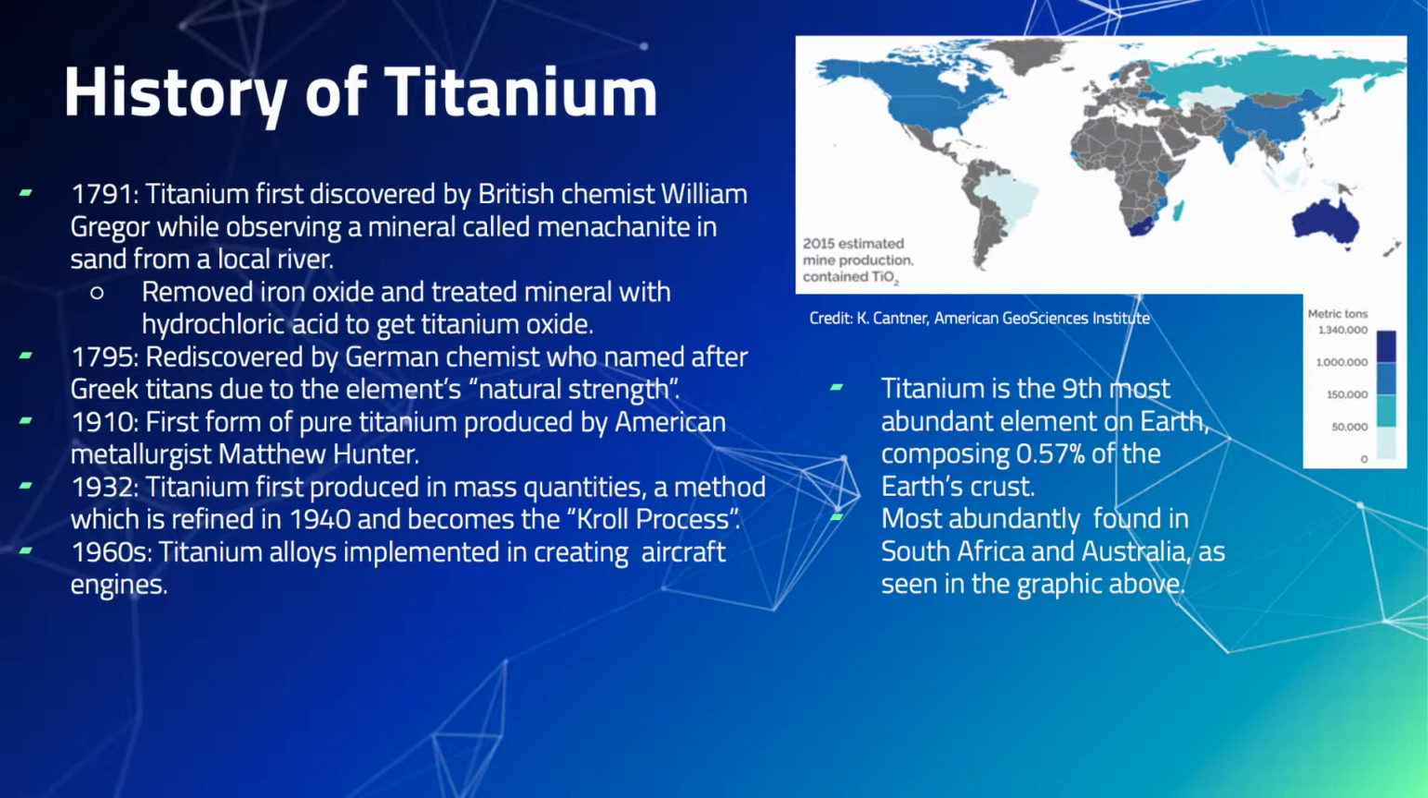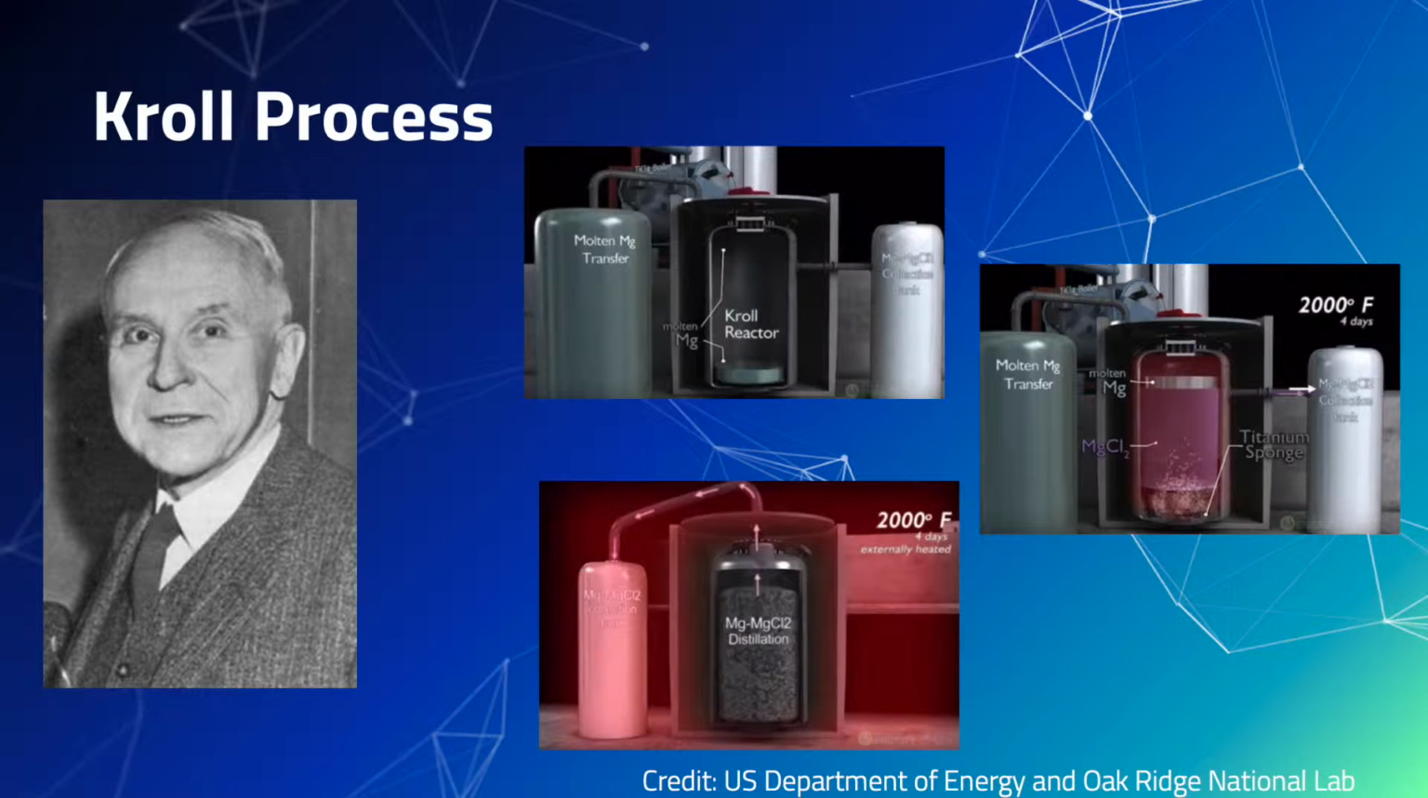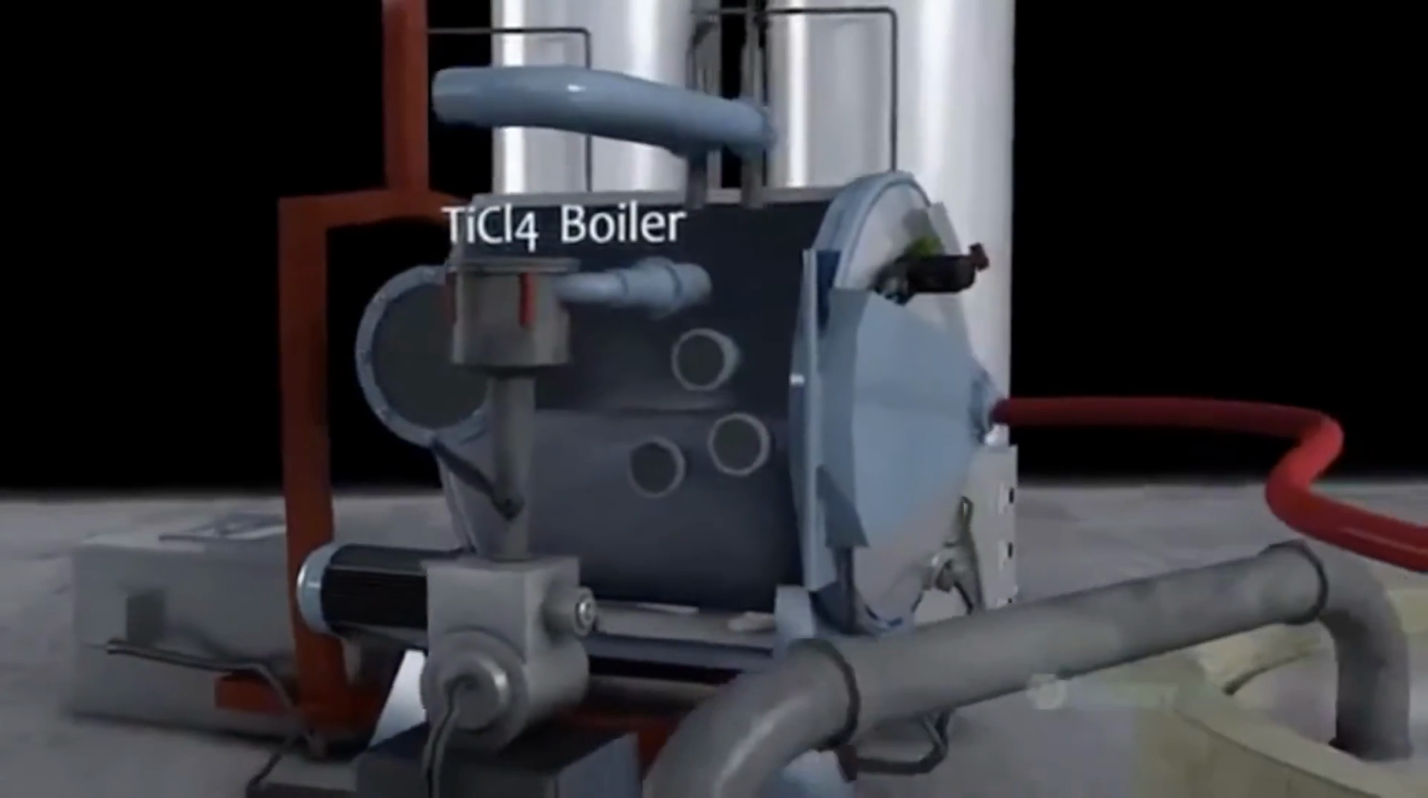In 1910, titanium was first produced in its pure form. In 1932, the element was successfully produced in mass quantities in a process that would become the Kroll process. Finally, in the 1960s, titanium alloys are first used to produce aircraft engines. Even today, the Kroll process is used to create mass amounts of titanium.